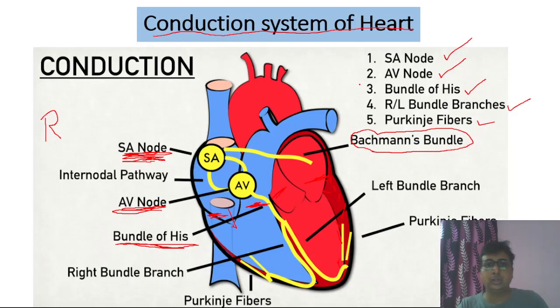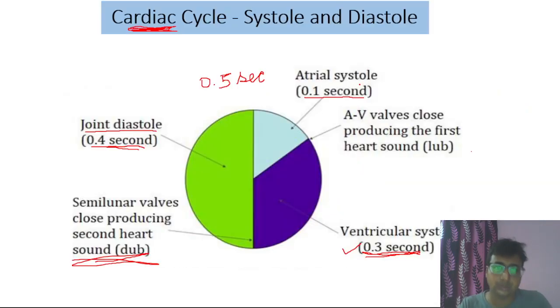Then we talked about the conduction system, in which the SA node is a specialized muscle tissue which is autorhythmic and auto-excitable, and the conduction flows from the SA node to the AV node, then to the bundle of His, and to the left and right bundle branches, and then further to the Purkinje fibers. So in this way the wave of contraction starts from the SA node and reaches all the Purkinje fibers.